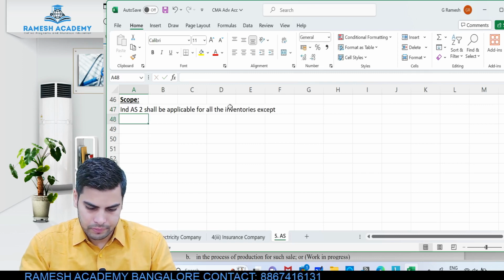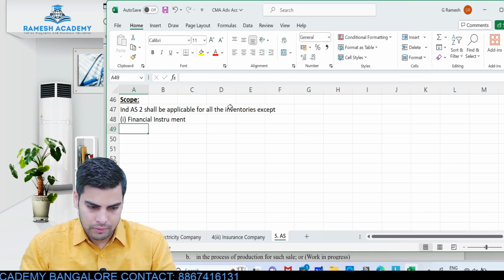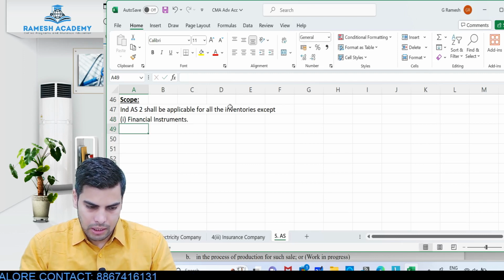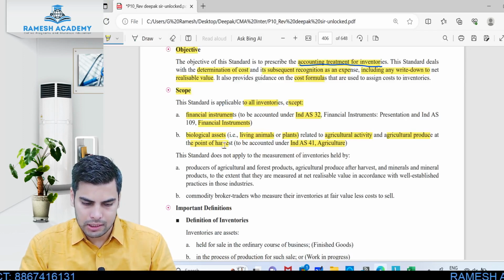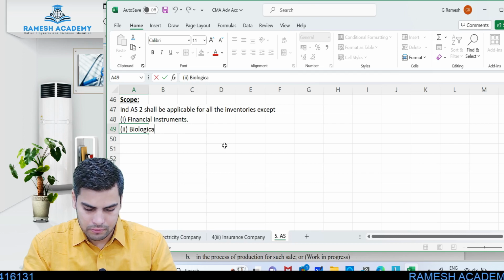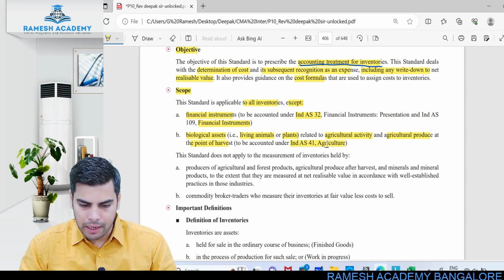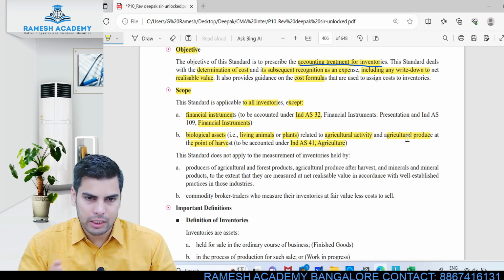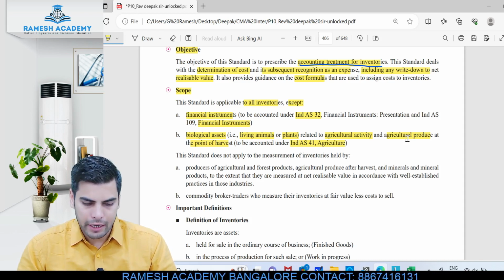except two things. One is financial instruments, and the next thing would be livestock. You can either call it livestock or biological assets. What are biological assets? They are nothing but the living animals or plants related to agricultural activities and agricultural produce at the time of harvesting. At the time of harvesting, obviously they have life, right? Whether it is a plant or an animal. So these two things are not covered within the scope of Indian Accounting Standard 2.